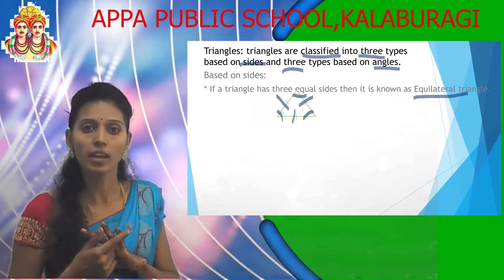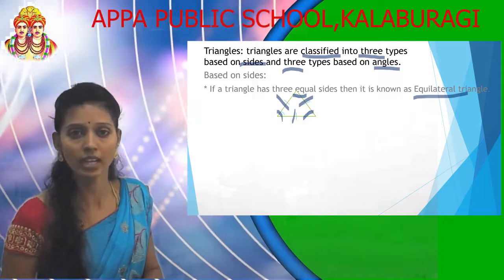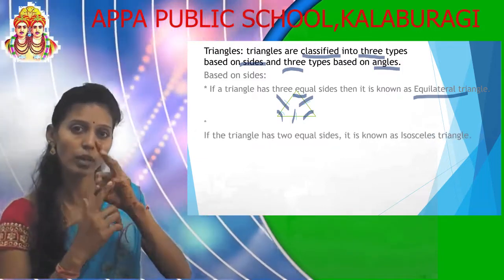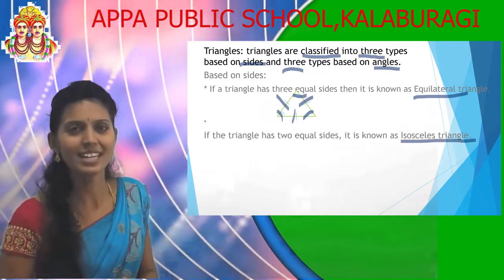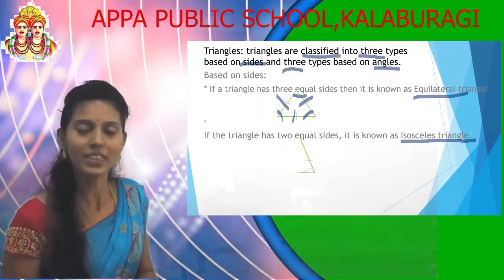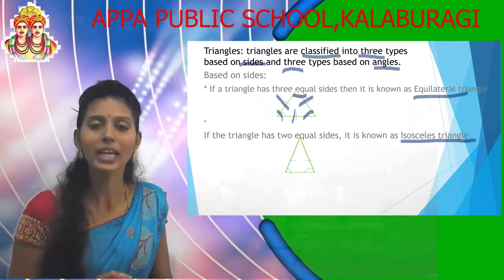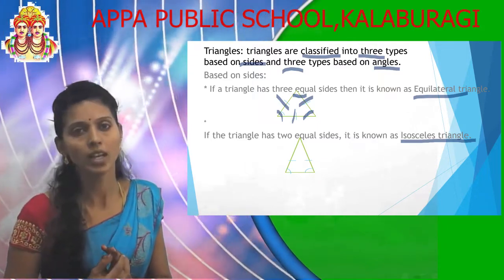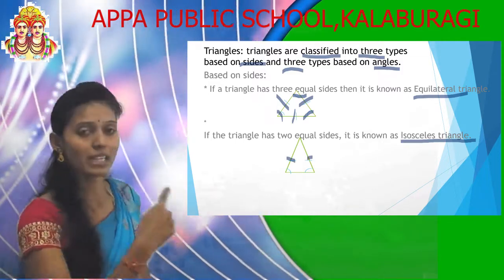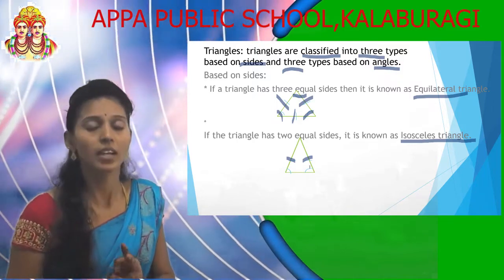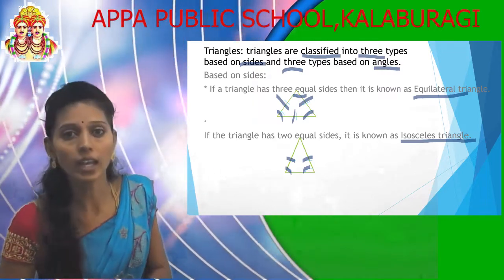See, equal lateral sides. If all 3 sides are equal, then it is known as an equilateral triangle. If in case only 2 sides are equal, what to do? If 2 sides are equal, then it is known as an isosceles triangle. Again, iso is nothing but 2 only. So 2 sides will be equal. In an equilateral triangle, all 3 angles were equal. Then what about an isosceles triangle? Here, the angles opposite the 2 equal sides will be equal.